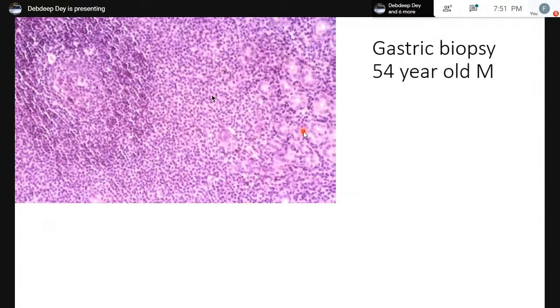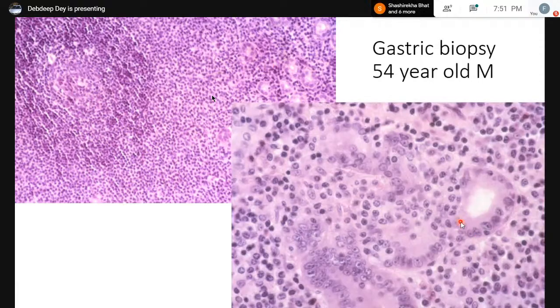So this is the case of a gastric biopsy, 54-year-old male. So you can see a very nice reactive follicle here surrounded by these mantle cells, and then there is this marginal zone proliferation of small cells with a monocytoid appearance, which are sort of infiltrating into the crypts.